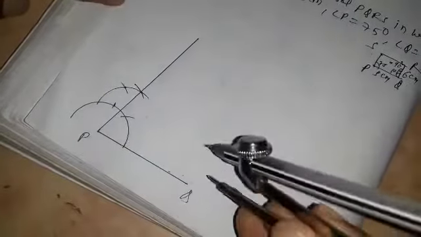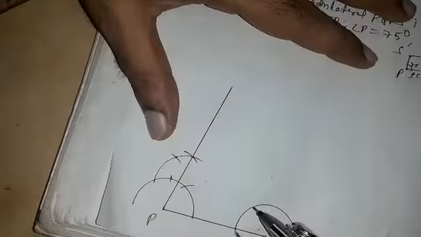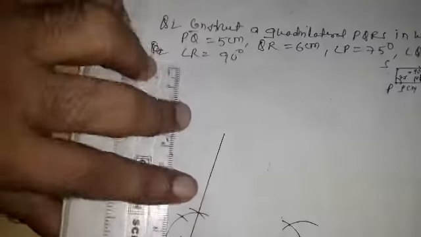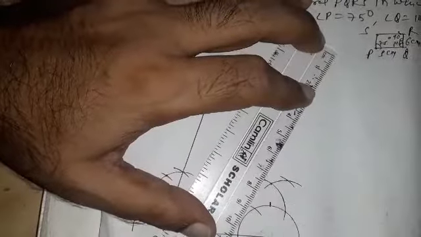At point Q make an angle of 105 degrees. Draw an arc of 60, another 60, and bisect the next 60, this one is the arc of 90 degrees. Now this 30 is divided into two parts, then 90 plus 15 is equal to 105 degrees, and produce it.